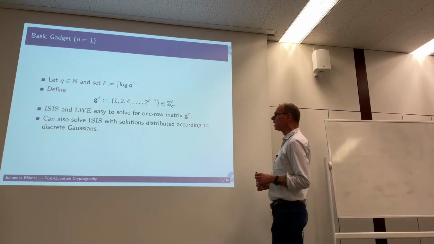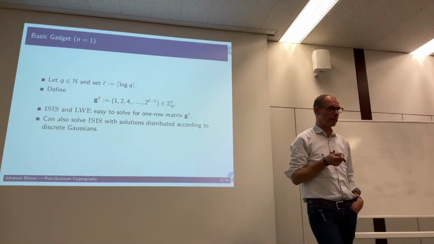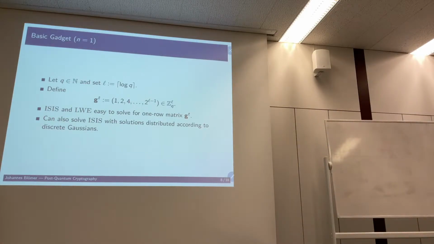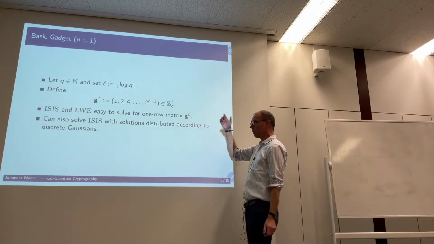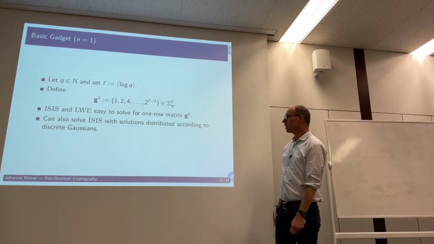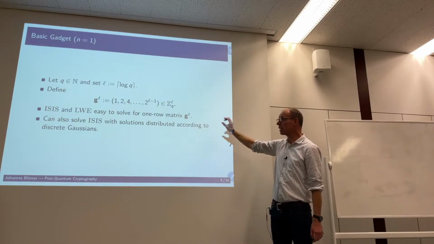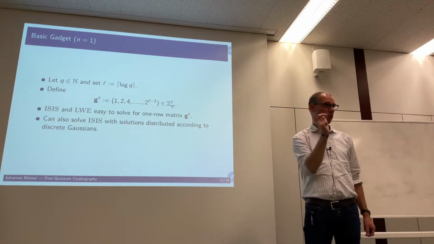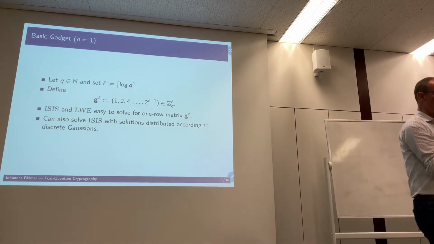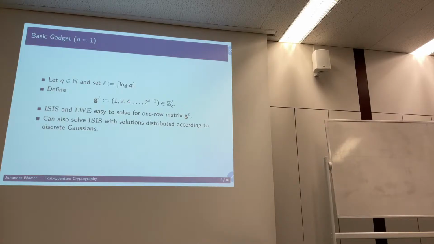As I said, we can solve ISIS and LWE easily for such a matrix and the lattice that it defines. It also defines a lattice, Λ⊥(G^T). It's a matrix having just one row, but that doesn't matter. I will not talk about this today, but next week I'll talk about discrete Gaussians, and then I mentioned that we can also solve this ISIS with solutions distributed according to a certain discrete Gaussian. So we cannot just find a solution, we will have many solutions.